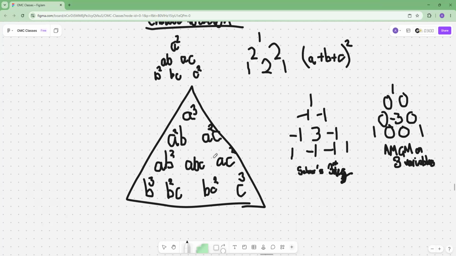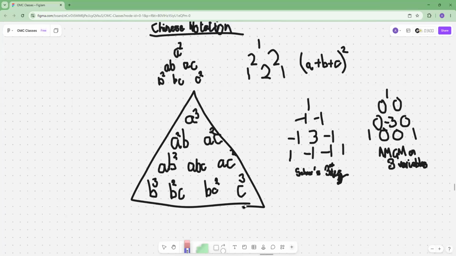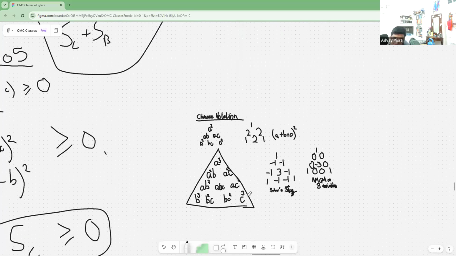And so this represents a cubed. This is minus a squared b, minus a squared c, minus a b squared, plus 3abc, minus a c squared, plus b cubed, minus b squared c, minus b c squared, plus c cubed. And this is greater than or equal to 0, that's what Schur's inequality says. Okay. Got it. Thank you. Alright, good.